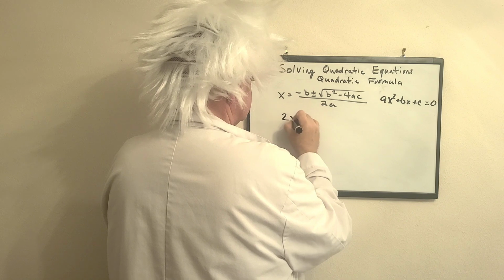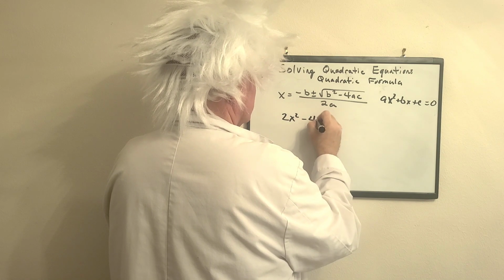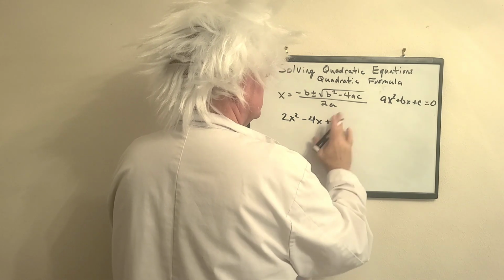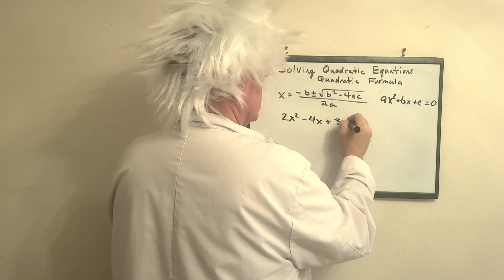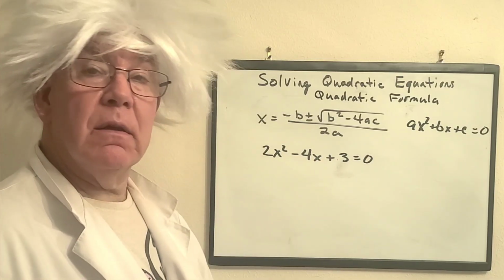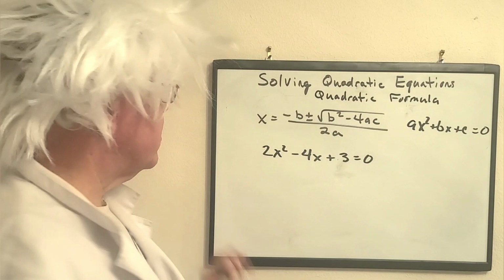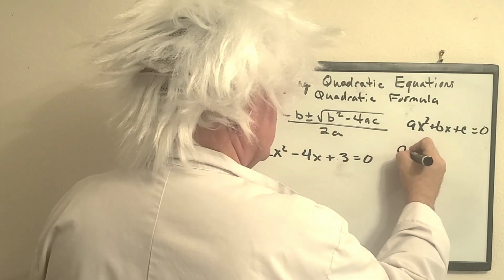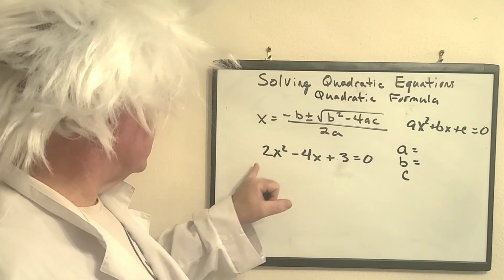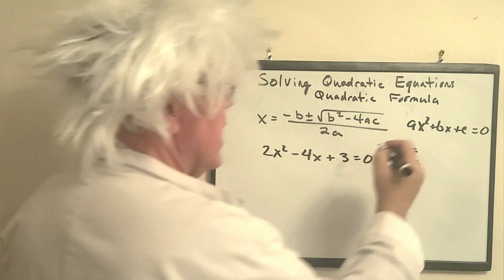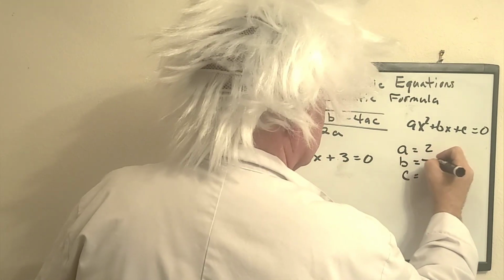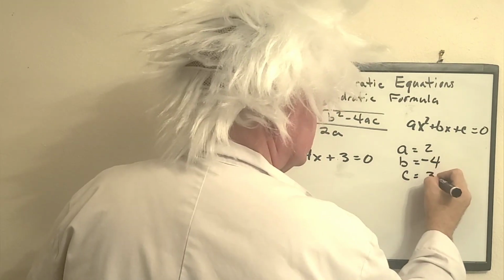I have 2x squared minus 4x plus 3, my bad, equals 0. Now, watch carefully. Here we go. We're going to find what our factors are. First, we have to find out what A is, what B is, and what C is. And don't forget the sign. So A is 2. B is not 4, it's negative 4. And last but not least, C is 3.